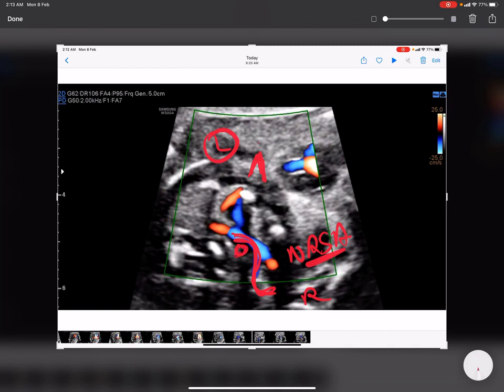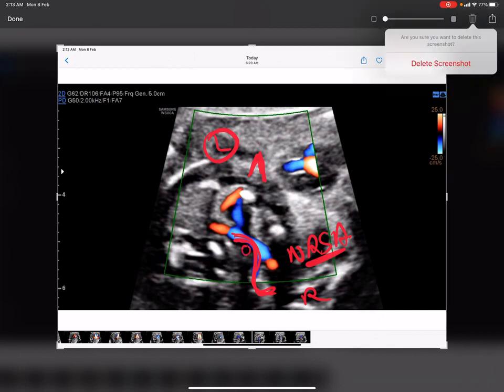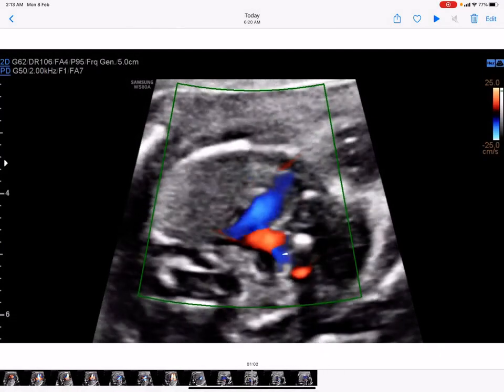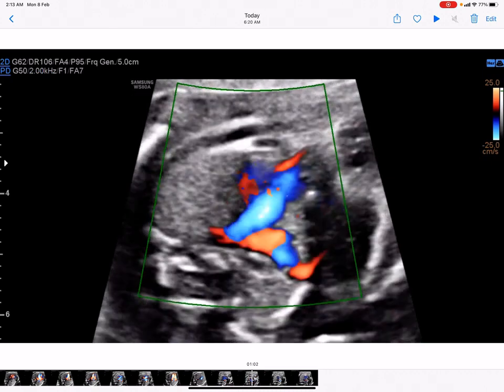Okay, can you see the trachea? Yeah, look, this is the trachea over here. So this is how we trace a normal right subclavian artery. Can you see the trachea? Yeah.